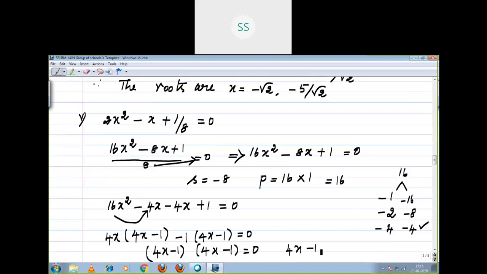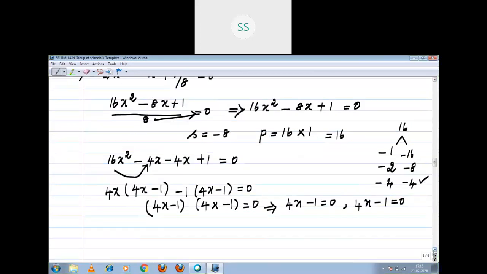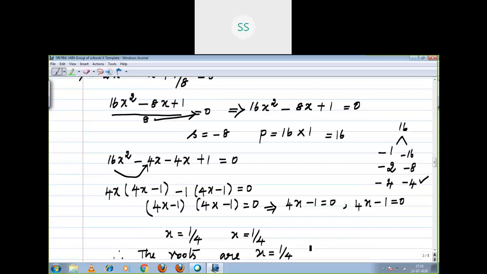4x minus 1 equal to 0, 4x minus 1 equal to 0. Both of them you want to equate, then only you will get 2 solutions because it is a quadratic. A quadratic equation can have at most 2 zeros, right? 2 roots. Therefore, x is equal to 1 by 4, x is equal to 1 by 4. Sometimes you may get equal roots, right? Therefore, the roots are x is equal to 1 by 4, x is equal to 1 by 4.